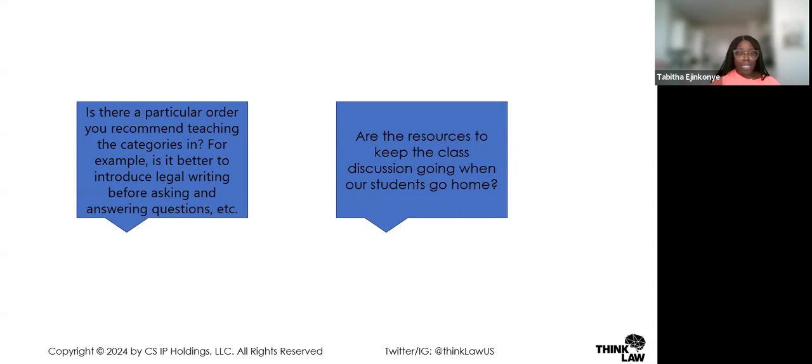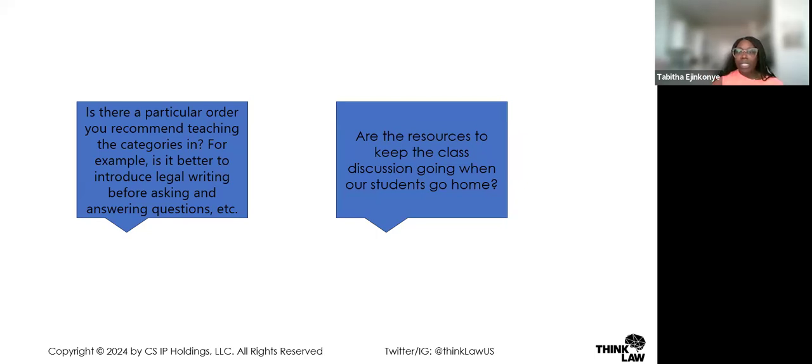We do have some other strategies embedded into the portal as well. Again, they're all meant for different skills, just based on what you need. There is no particular category that you have to focus on first, just like the lessons. You can start from anywhere based on what your students need and what you want to introduce to them. I'm going to move on to the second question.